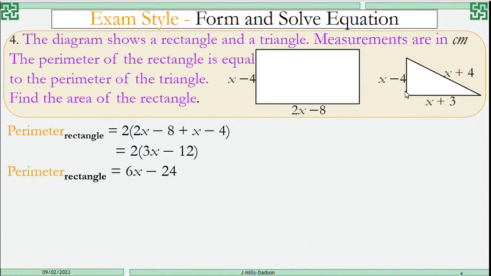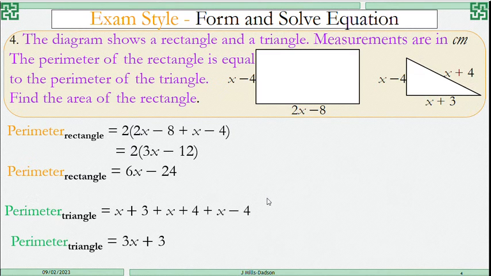Now let's look at the triangle. I'm adding all the three sides, so I just sum them up. x plus 3, plus x plus 4, plus x minus 4. Now simplify, I'm going to have 3x plus 3.